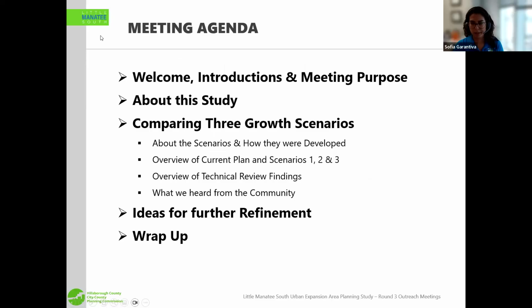To get started, today's meeting agenda: we'll go through a little bit of welcome, introductions of the project team, and go over today's meeting purpose. Then we're going to go back into some of the background about the study, and start comparing the three growth scenarios that we've prepared, including how the scenarios in general were developed. We're also going to go through an overview of the current plan, go through each of the scenarios, and go through the technical review findings from each of the county departments. Then we'll review what we heard from the community and how that feedback was worked into the scenarios. We also have some ideas for further refinement, and then we have a quick wrap up at the end.